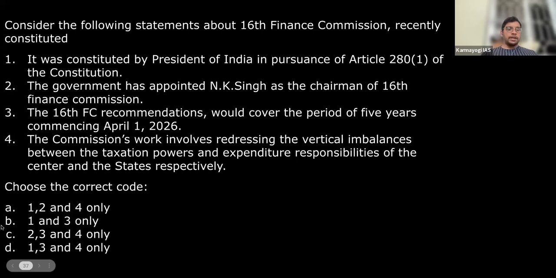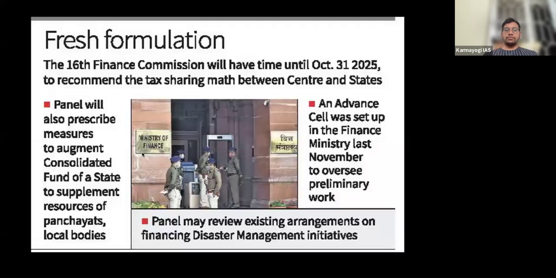two options can be eliminated, A and C. Now 3 is also correct. It covers the period from April 1, 2026. And the work involves redressing the vertical imbalances between the states and the Centre and recommending accordingly the distribution. So 1, 3, and 4 is the answer. D. Yes, you can see the details here also.